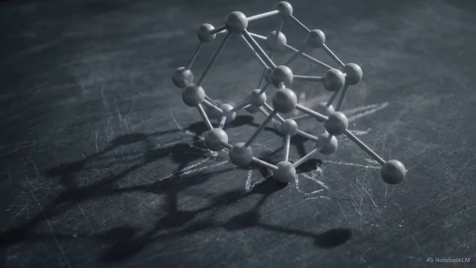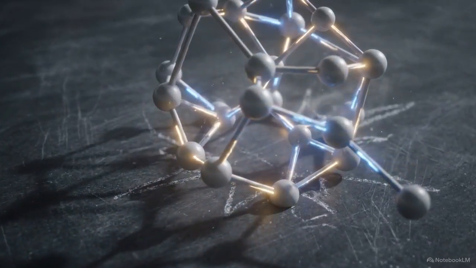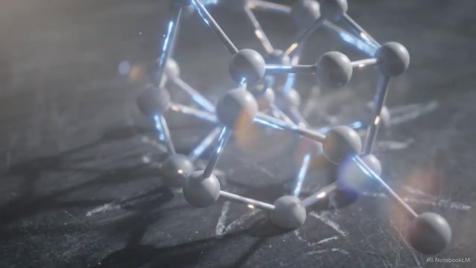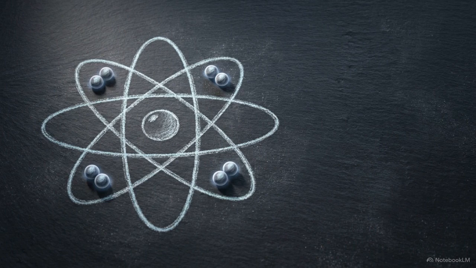The perturbation equations also dictate the physical flow of charge through the molecule, a property called current density. Total current density, represented by the vector J, is the required sum of two distinct flows, the paramagnetic current and the diamagnetic current. This introduces a strict mathematical condition. Consider a stable molecule at rest, with paired electrons and zero external magnetic field. Under these conditions, the molecule's wave function is entirely real.